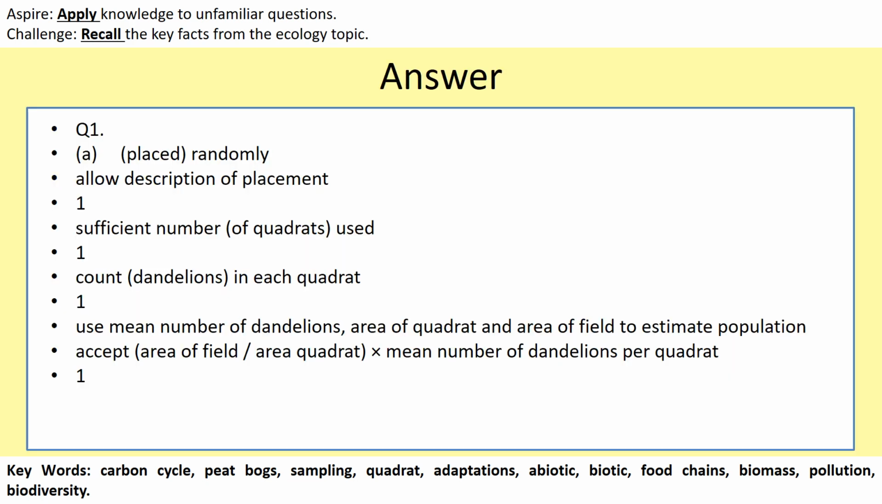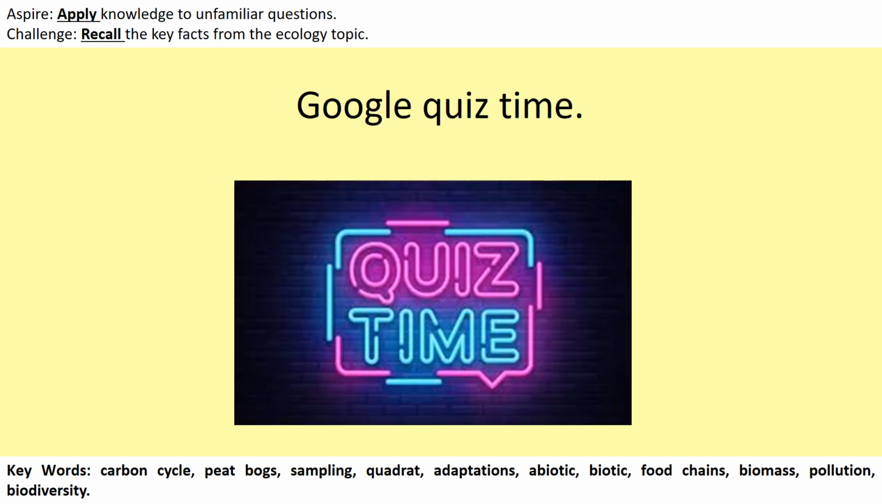So you've got to place it randomly. If you talked about random coordinates, that's your mark. You've got to say you repeat it 10 times or at least more than 5. That will give you a mark. You've got to say that you would count the number of dandelions in each quadrat, and then the equation you would use is the mean number times the area of the field. Okay, so there are the 4 marks.